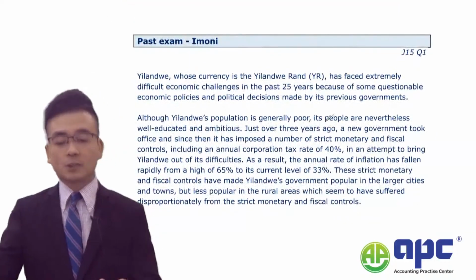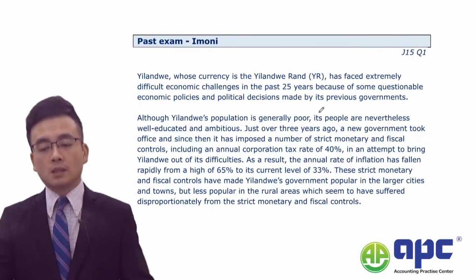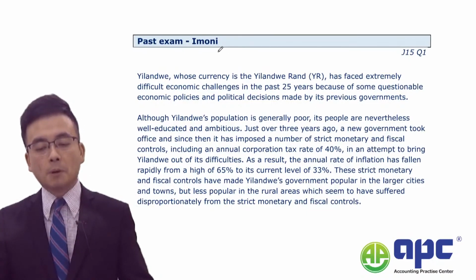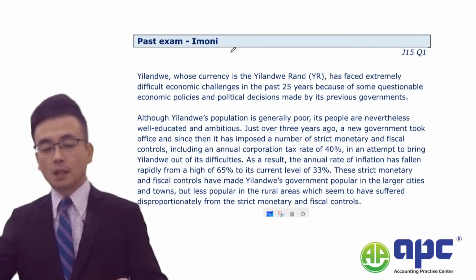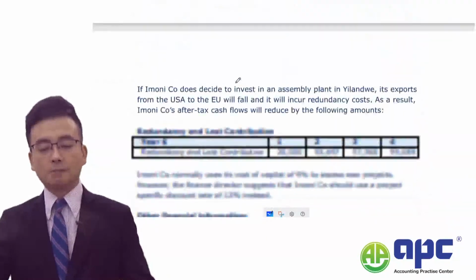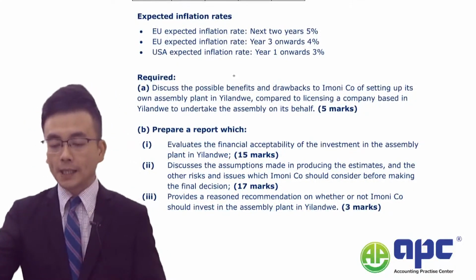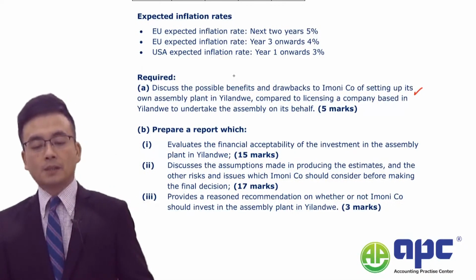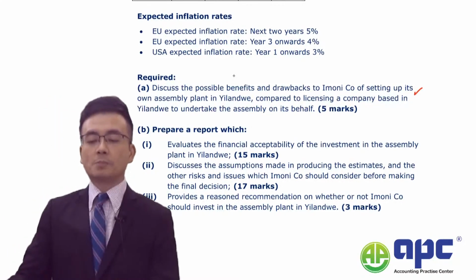But from my perspective, the best way is to practice the past exam questions to see how we can go about it. The very good exam question is called a money company based in the country called Ulandwe. Now, let's see the requirement firstly. Discuss the possible benefit and drawback to a company of setting up its own assembly plant in Ulandwe compared to licensing a company based in Ulandwe to undertake the assembly on its behalf.